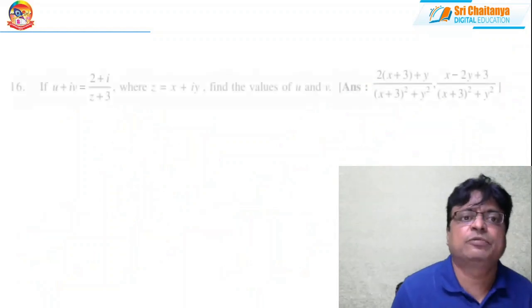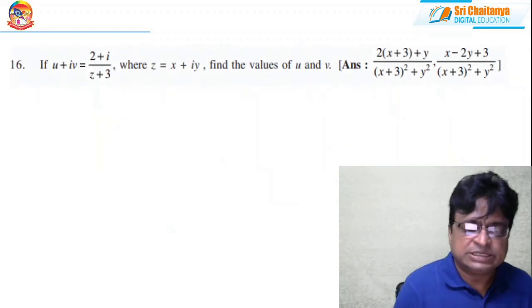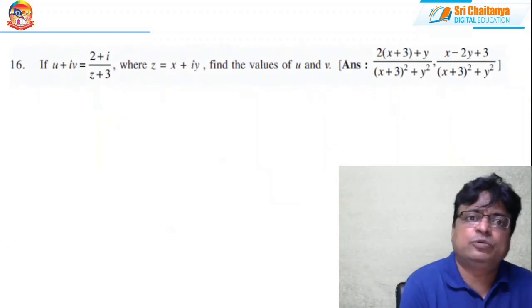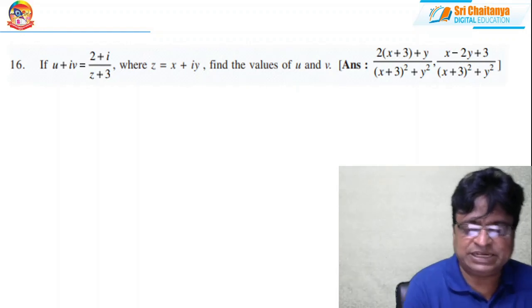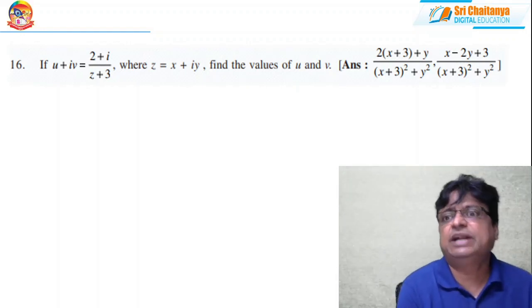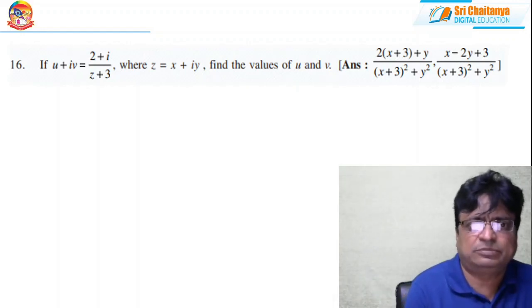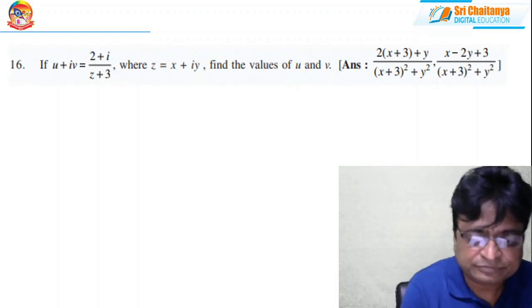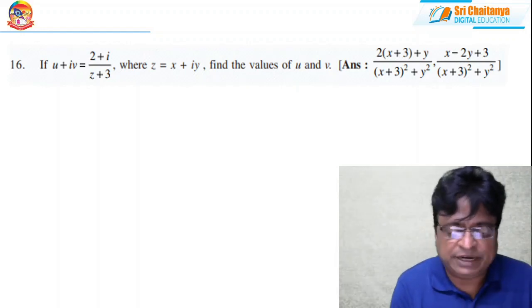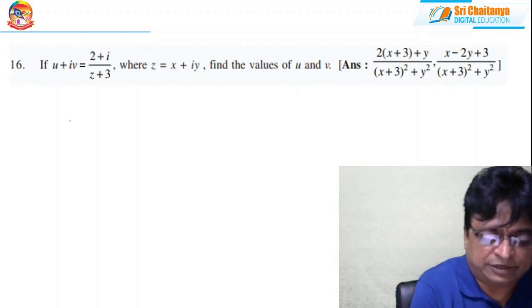Now, coming to question number 16. See, if u plus iv is equal to 2 plus i by z plus 3, z is equal to x plus iy, that is given for you. Find u and v. It is also a little bit lengthy problem. Anyhow, first find the values of u and v that they are asking you.